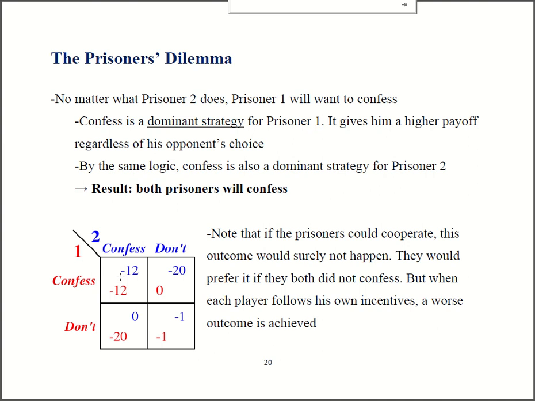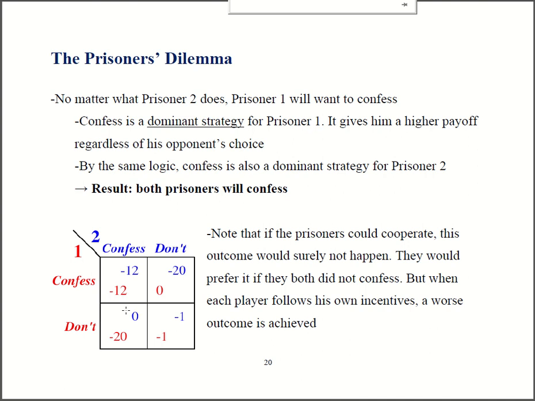Now, what if I think prisoner 1 is not going to confess? What should I do in that case? If prisoner 1 picks don't confess, we're going to be in this bottom row of our table. If I confess, if I'm prisoner 2, I get 0. If prisoner 2 does not confess, they're getting negative 1, they're getting a year in prison. They'd rather go free and get 0 than spend a year in prison. So if prisoner 1 is not going to confess, prisoner 2 is going to confess. So either way, prisoner 2 is going to confess. So confess is a dominant strategy for prisoner 2 as well.